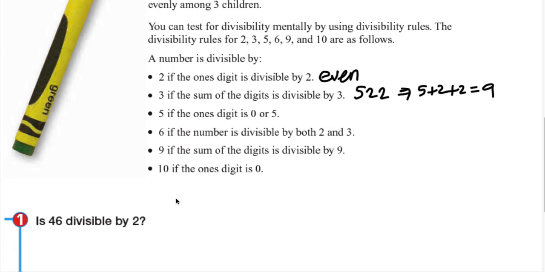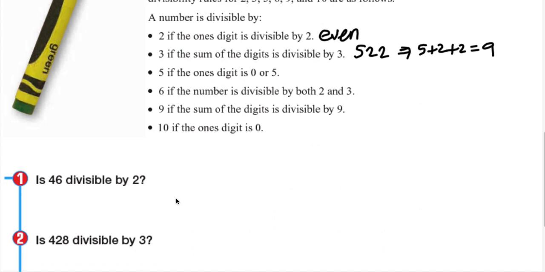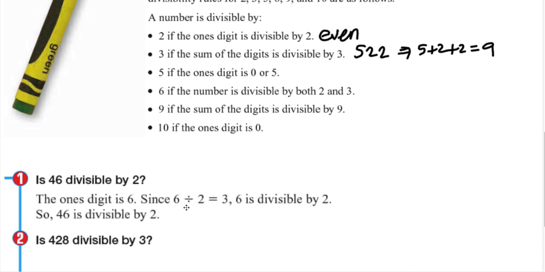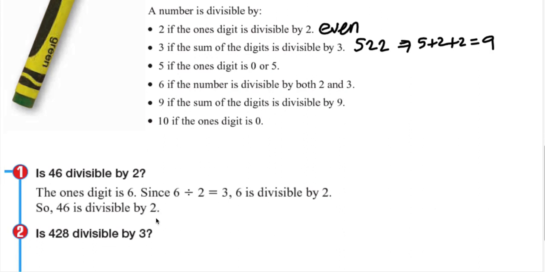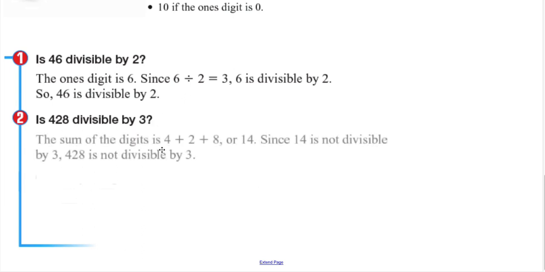Let's find out how we apply these rules in example 1 and example 2. Is 46 divisible by 2? Since 46 is even and the one's digit is 6, which is divisible by 2, 46 is divisible by 2. Is 428 divisible by 3 in example 2? We add the digits. The sum of the digits is 4 plus 2 plus 8, or 14. 14 is not divisible by 3, so 428 is not divisible by 3.